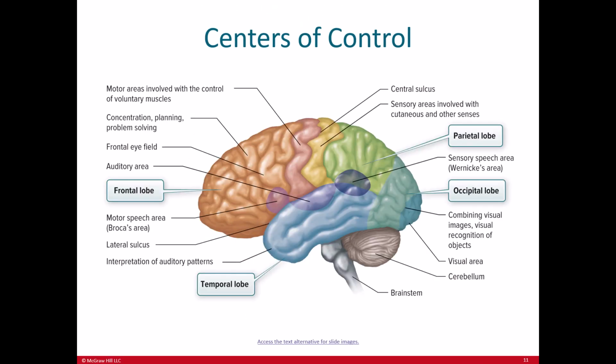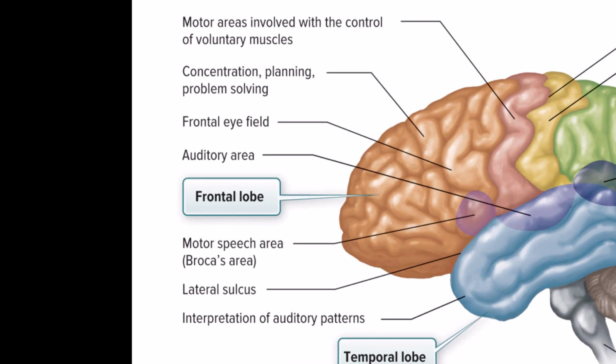Let's look at the centers of control and what they do. So here we have 14 labeled parts along with 4 major lobes. We're going to go clockwise as follows. We're going to begin with the temporal lobe, which has the responsibility of interpretation of auditory patterns. The lateral sulcus is there. Motor speech area, such as Broca's area.